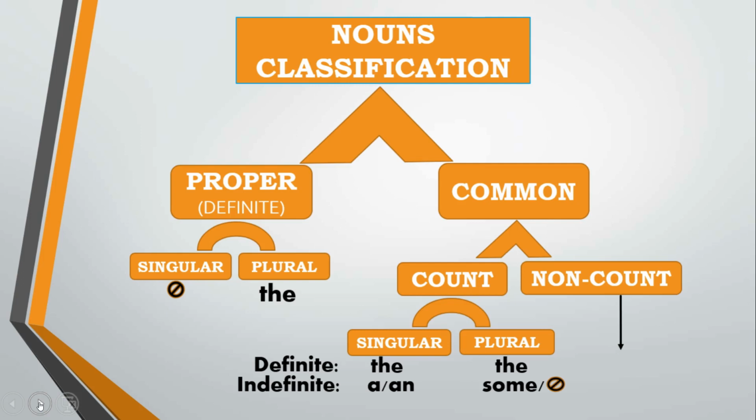When it comes to the non-count nouns, we already said they don't have either singular or plural. They're collective within their nature. And when it comes to the definite article, they can have the definite article the in front, and they can have some and absence of article in regards to their indefiniteness. Okay, they can never have a or an in front. Now let's jump over to the next slide to see how we can further classify and divide these nouns according to their nature and lexical meaning.